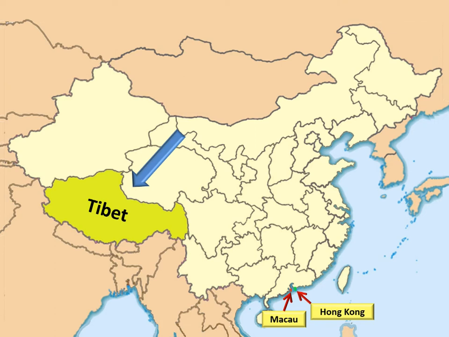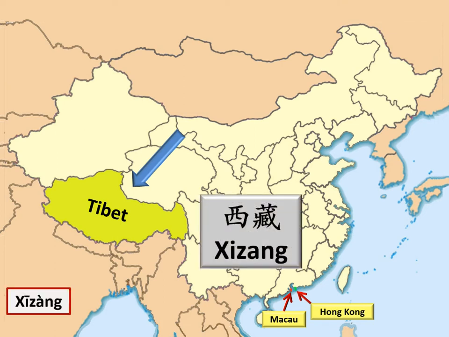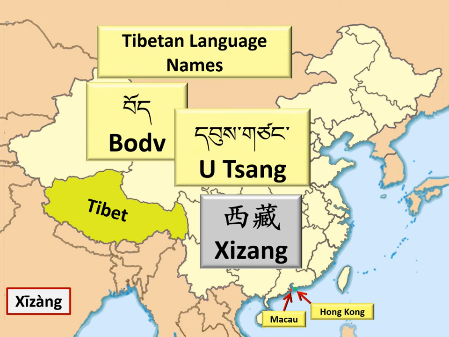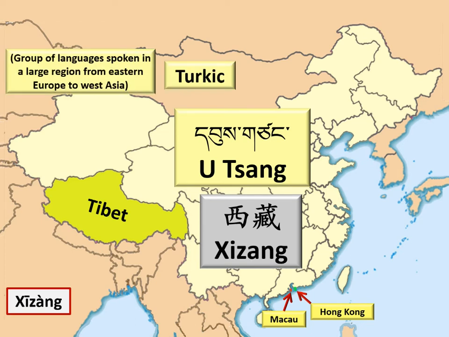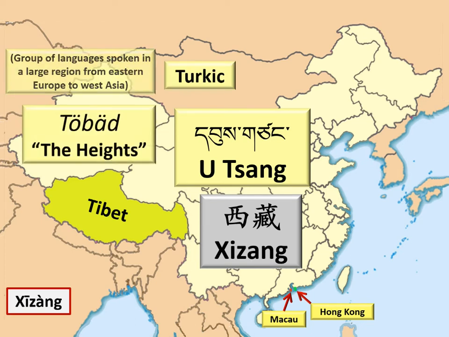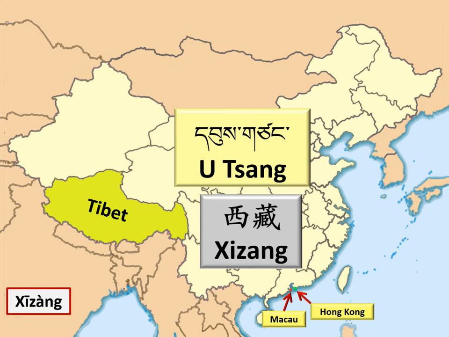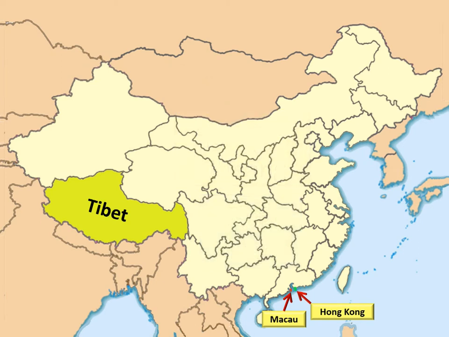The Chinese name for the region is Xizang. The name we use, Tibet, has no relation to the Chinese name, nor to Tibetan language names for the area. Some say that the name Tibet had its roots in a Turkic term meaning the heights. To communicate with other English speakers, just remember Tibet.